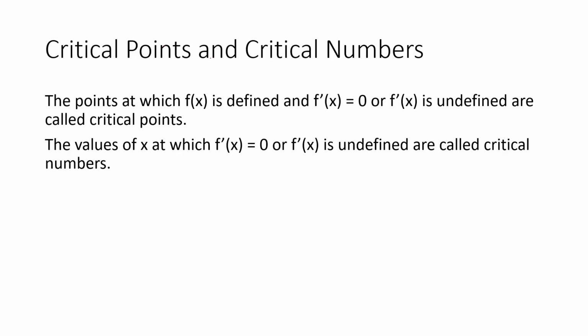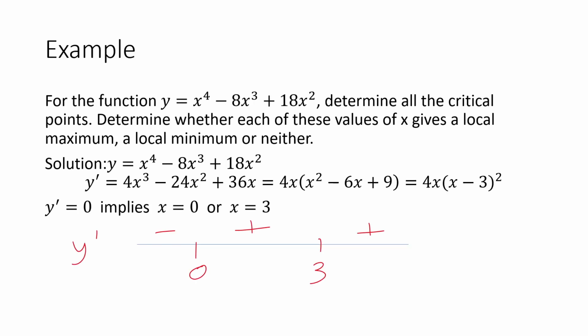Okay. So let's now talk about what a critical point and critical number are. The points at which f of x is defined, but f prime of x is equal to 0 or f prime of x is undefined are called critical points. To find the critical points, we first find the critical numbers, which are the x values at which we have a critical point. So, for example, suppose we're given the function y equals x to the 4 minus 8x cubed plus 18x squared. We want to determine all the critical points.